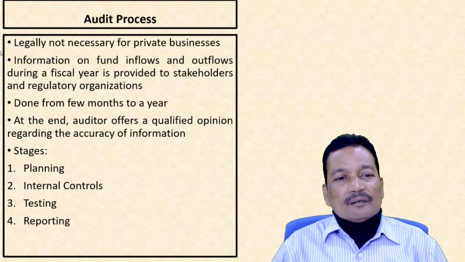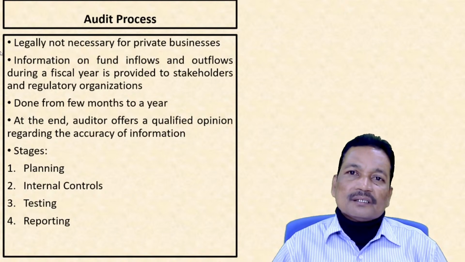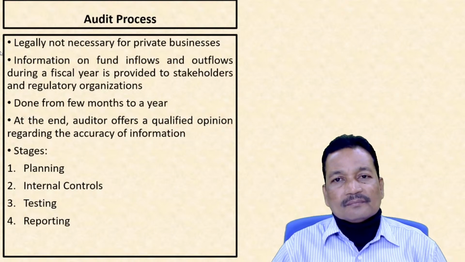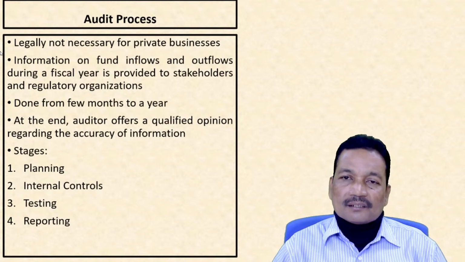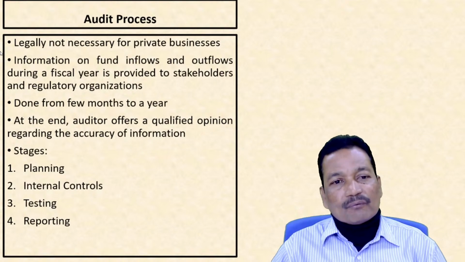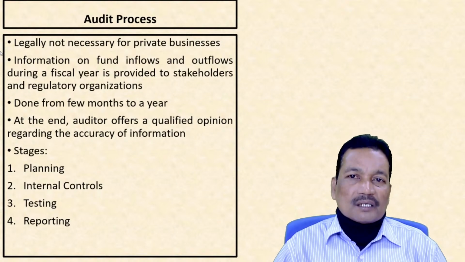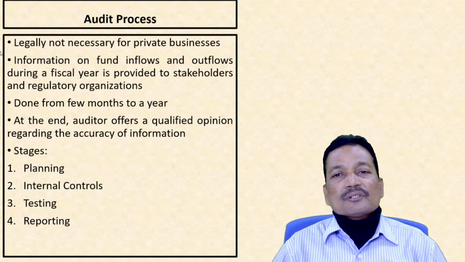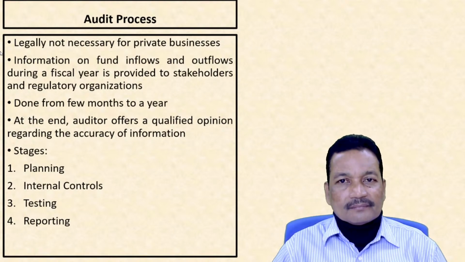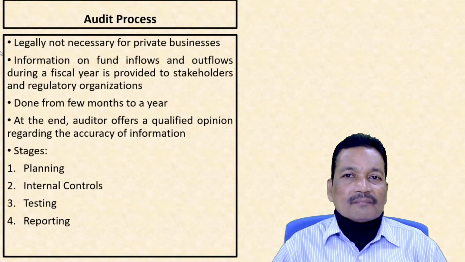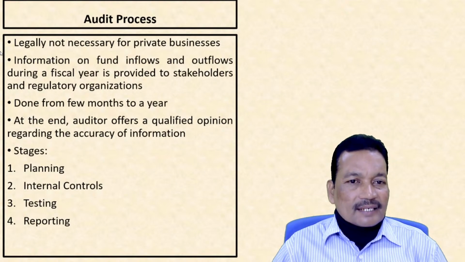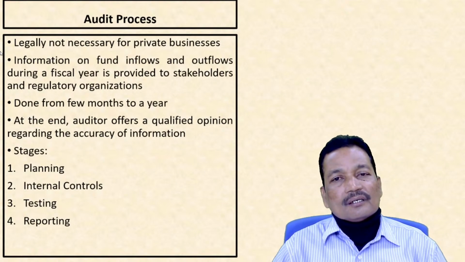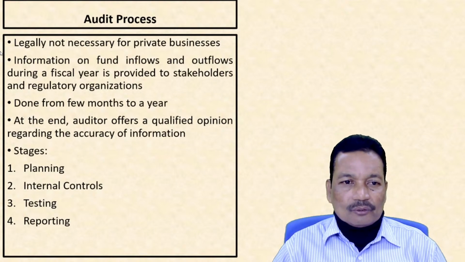Now, this can be done from a few months to each year. That means each year we have to take up the audit process. But if you want, you can have periodic audits, suppose quarterly audits, suppose monthly audits. That means we shall regularly assess the cash inflows and outflows during the time periods for which the audit was carried out.